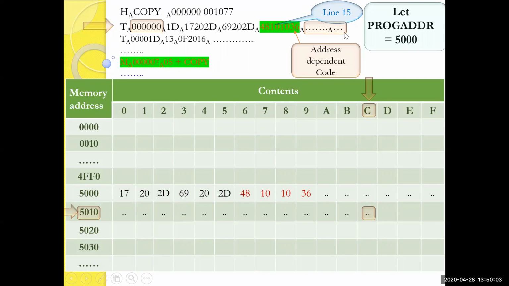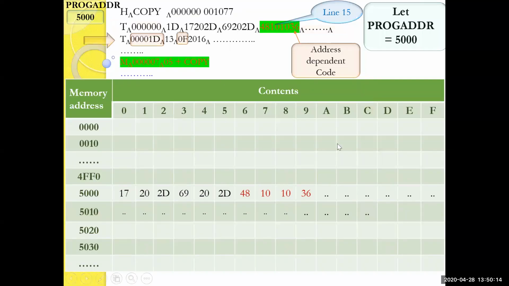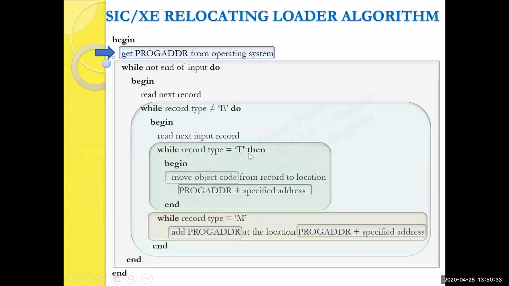Once the end of this record is reached, check if the record type is E. If it is not E, read the next record. We are already done loading till here. So the next record is read, and the record here is of type T. For every record read, it is important to check if the record type is T or M. So here the record type is T, so again move the object code from the record to the location specified address plus program address.